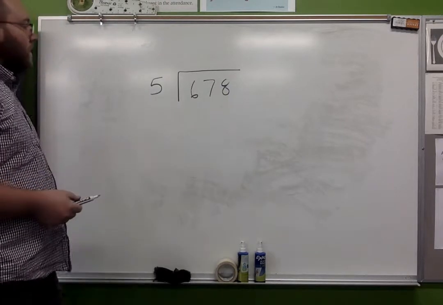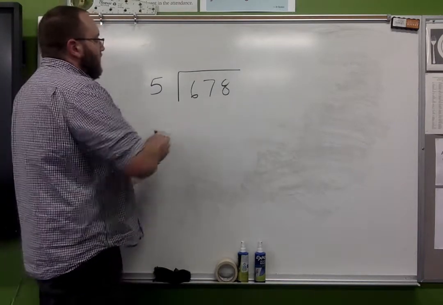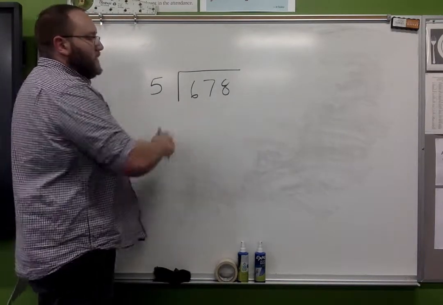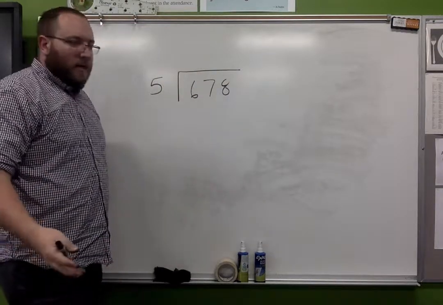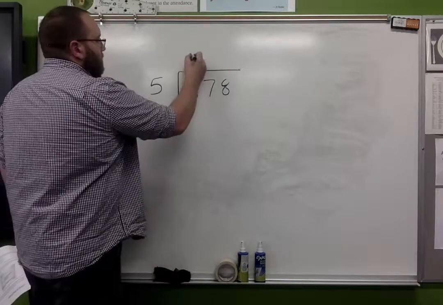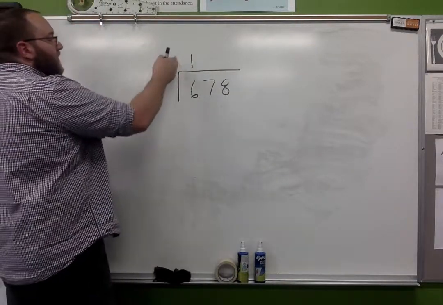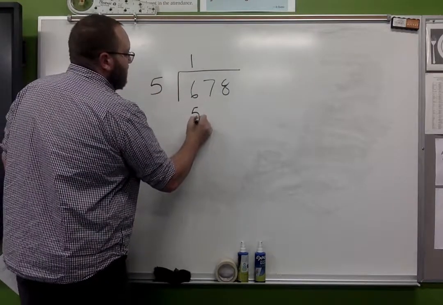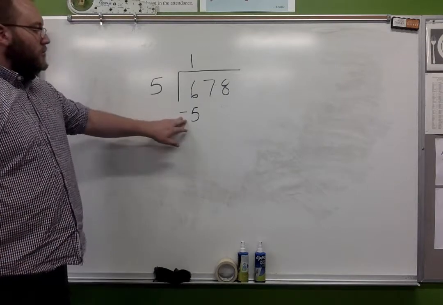Okay, let's do this one. So long division, two ways of looking at it. You can say, how many times does 5 go into 6? Or 5 times what will give me closest to 6? Either way, I don't care how you look at it. It should be 1. Now we do our multiplication. 5 times 1 is 5, and you subtract. Whatever you get down here, you subtract it.